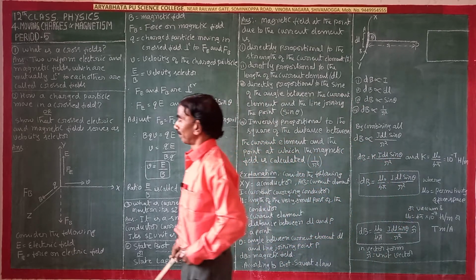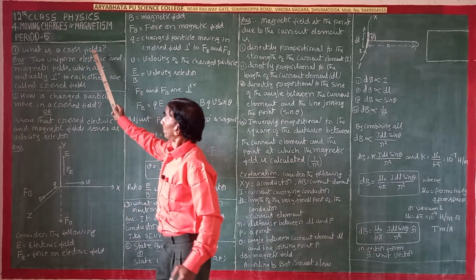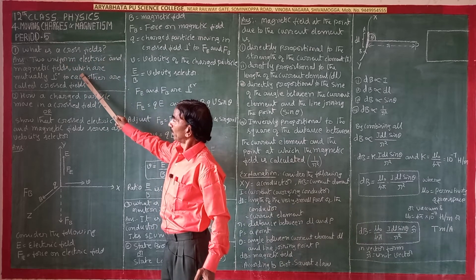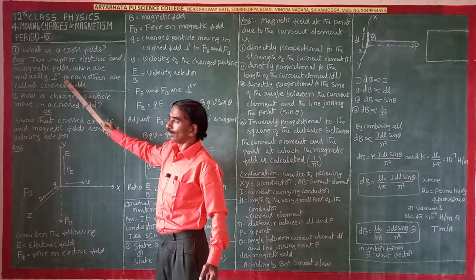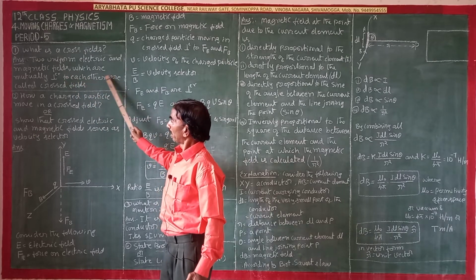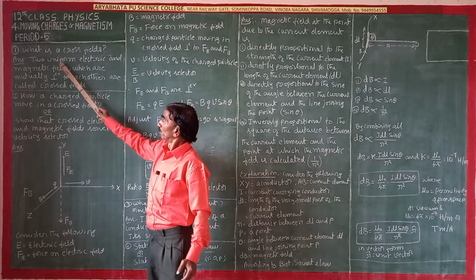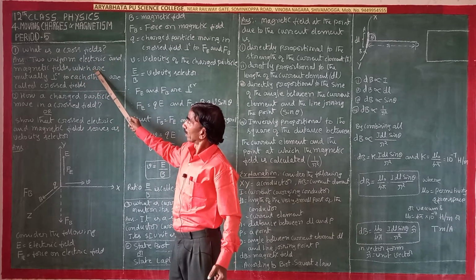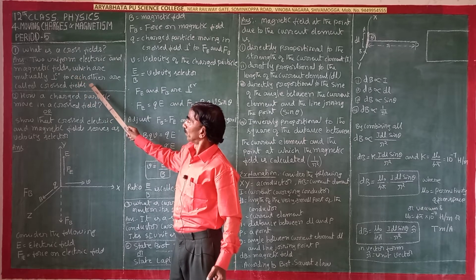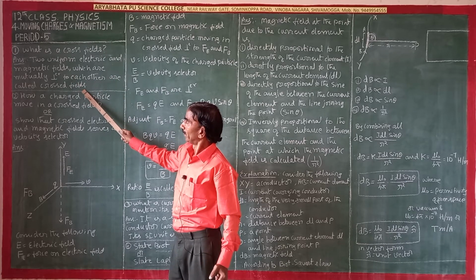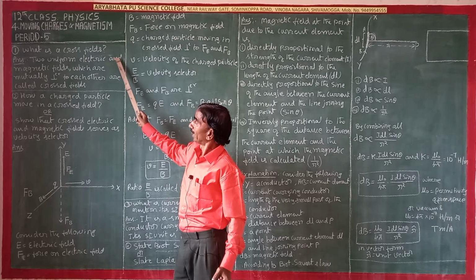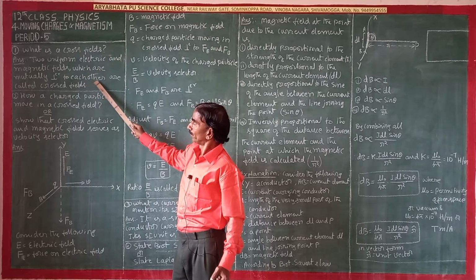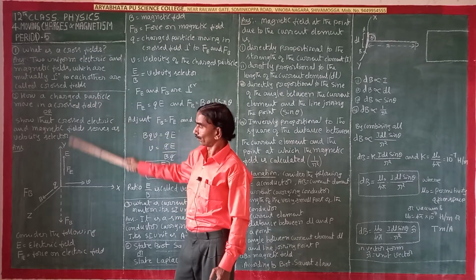Next is the memorizing part. What are crossed fields? Two uniform electric and magnetic fields which are mutually perpendicular to each other are called crossed fields.